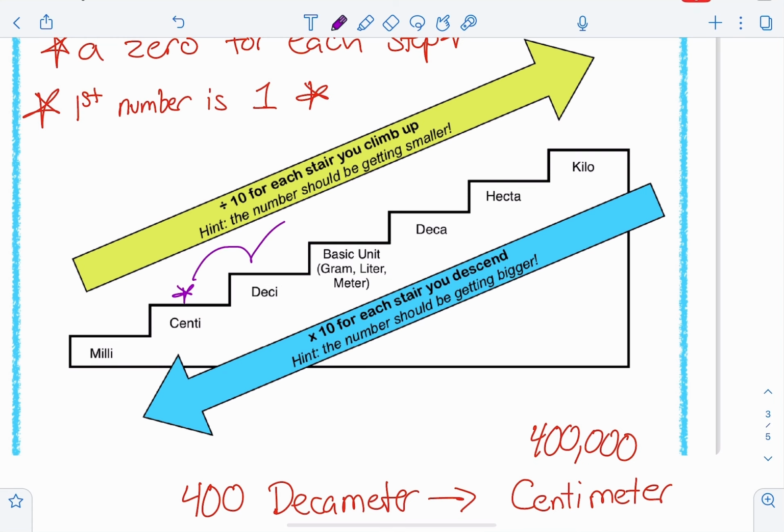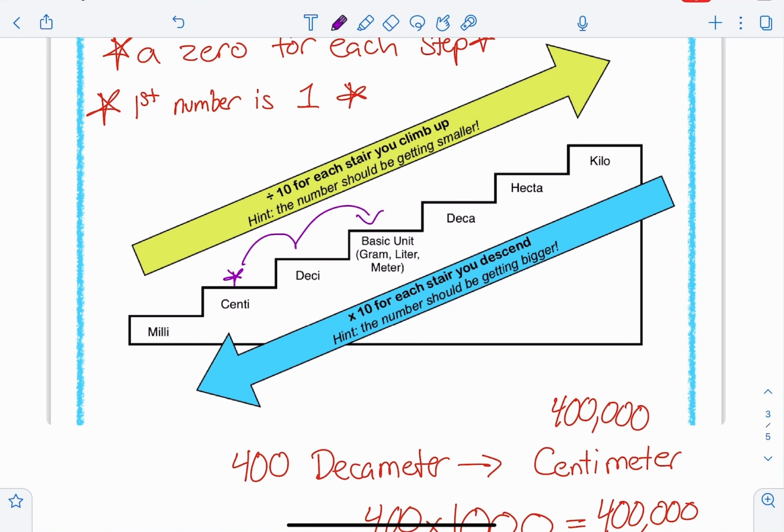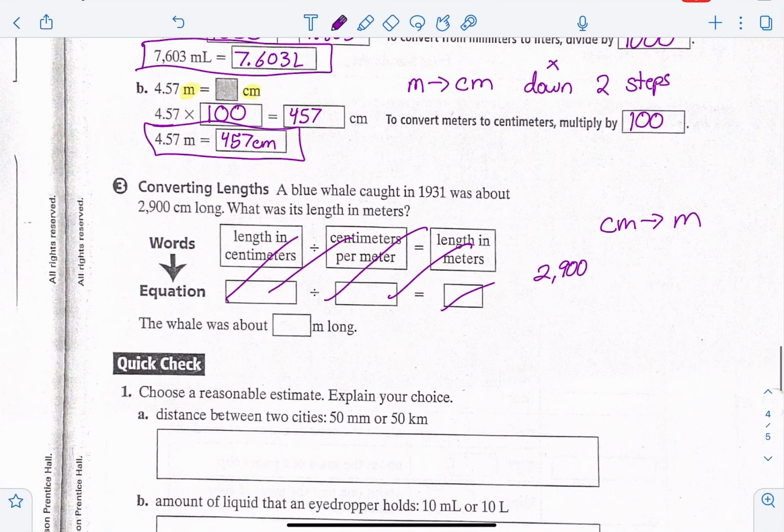Up 2 steps. Up means divide, and we're going up 2 steps from centimeters to meters. Up means divide. So we're going to divide by 1 and then 2 zeros, so 100. And we're going to get 29. So this whale was about 29 meters long.